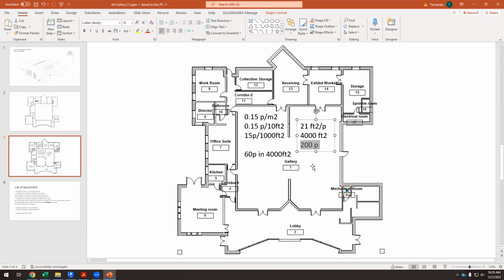Okay, do you think we can have 200 people in this art gallery? Yes, when there's an exhibition, we can have up to 200 people. But this is how it works. I try to find the numbers, and then if I find two different numbers that are completely different, 60 and 200, they are completely different.